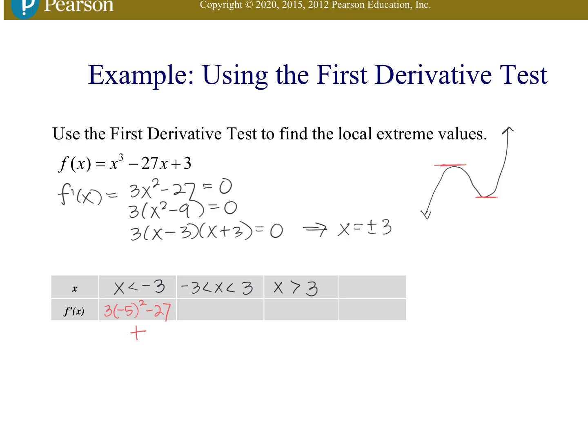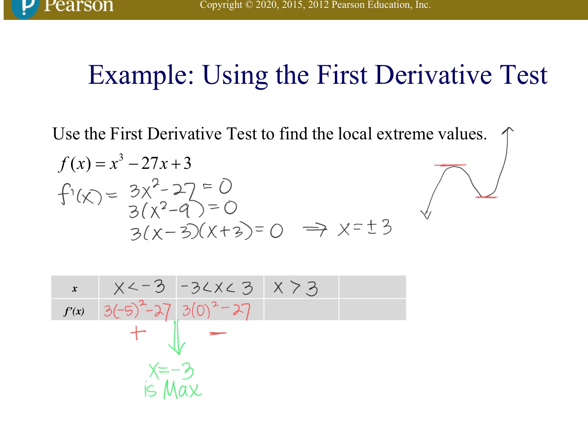And does my graph go up? It sure did. All right, pick me a number between negative 3 and 3. Sure, 0 is great. So we'll test 0. So 0 squared minus 27. What will that turn out to be? Negative. So I just changed from positive values to negative values. When I change from positive to negative, that means the graph changed from going up to going down, which means what's happening at negative 3? Negative 3 is the max. So I can assume x equals negative 3 is a max.